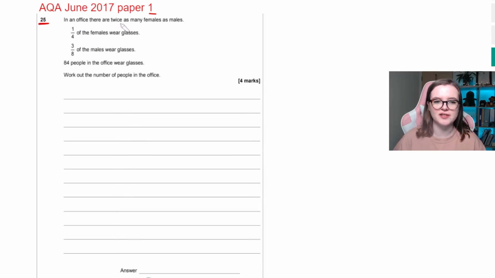In an office, there are twice as many females as males. A quarter of the females wear glasses, 3/8 of the males wear glasses. 84 people in the office wear glasses. Work out the number of people in the office.